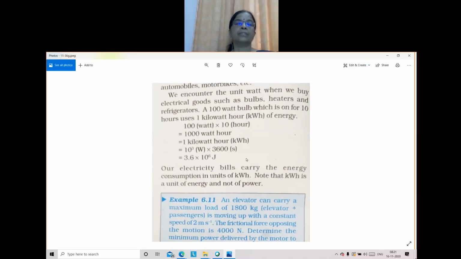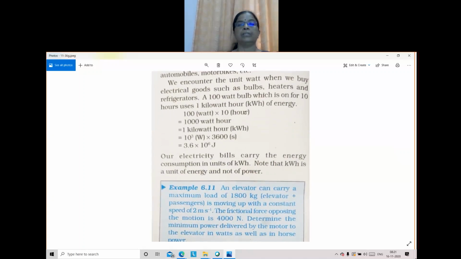And this conversion I will show you. See, 1 kilowatt hour. How much energy is it? Kilowatt hour is the commercial unit of electrical energy. And how will you convert it into joule? Joule is just a unit of energy. So everybody should know kilowatt hour. How will you convert that into joules?